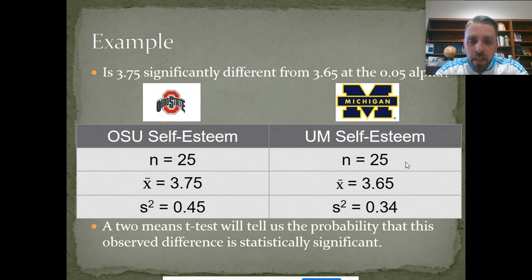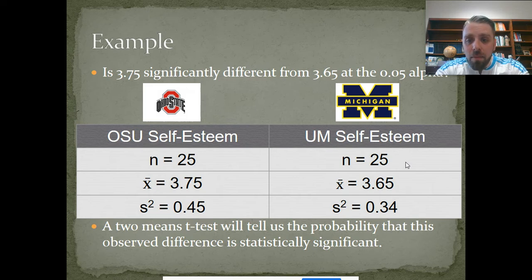In order to do this, I take a sample of 25 Ohio State students. I calculate a sample mean for those Ohio State students of 3.75, and I calculate a variance of 0.45. Please read that very carefully. Notice how it says s squared. That means it's the variance.